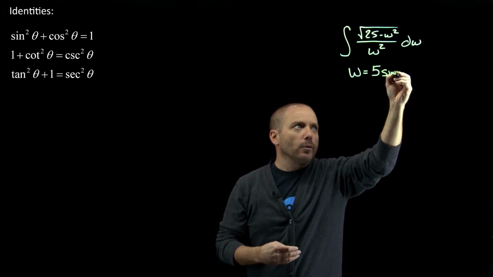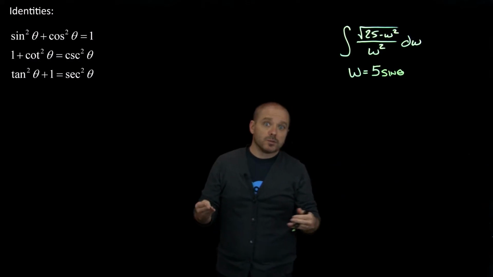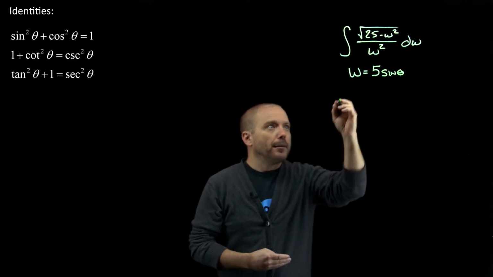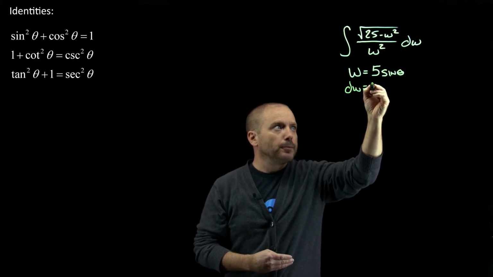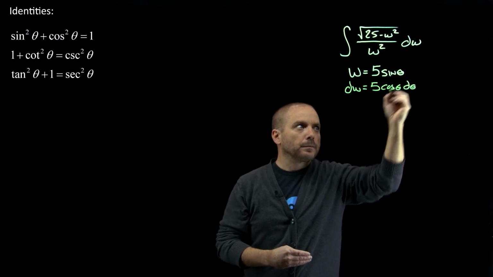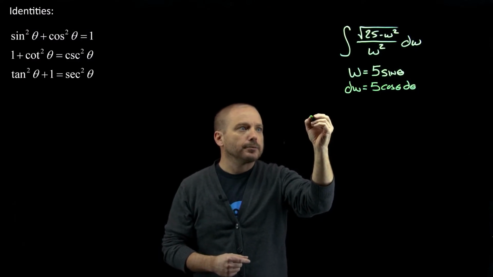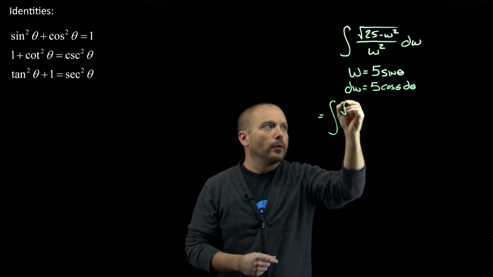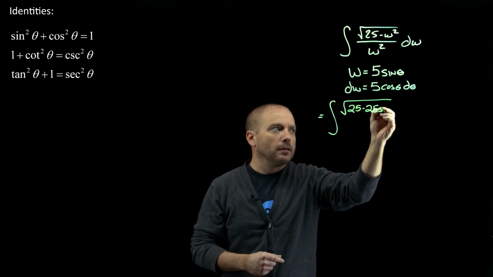And like before, where it could have been tangent or cotangent, typically the examples you'll see, they won't use the cofunction. But you could just as easily use cosine. All right, so we need our differential as well. So dw would be 5 cosine theta d theta. And now just rewrite our integral. We've got the square root, 25 minus 25 sine squared.